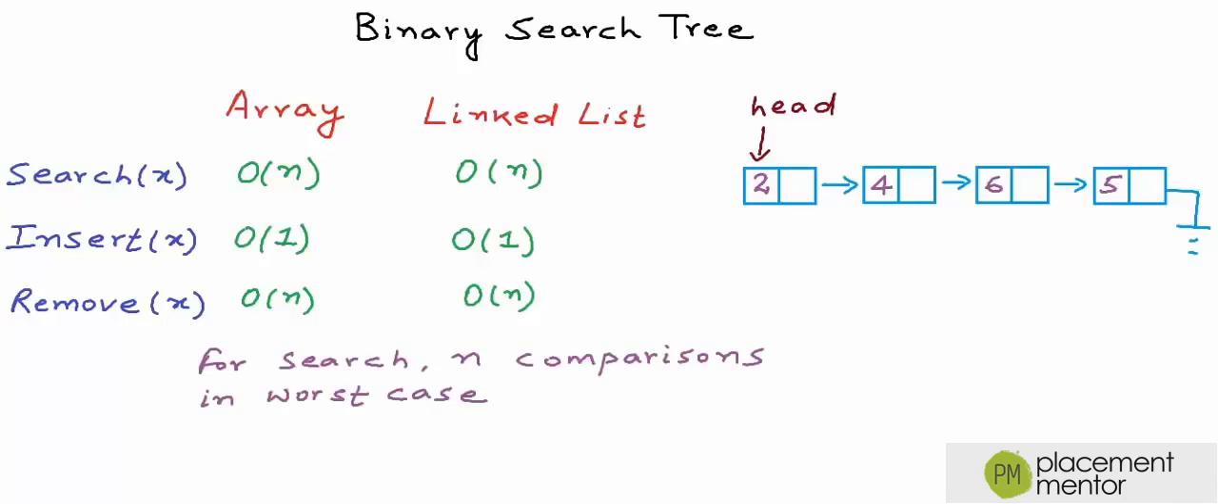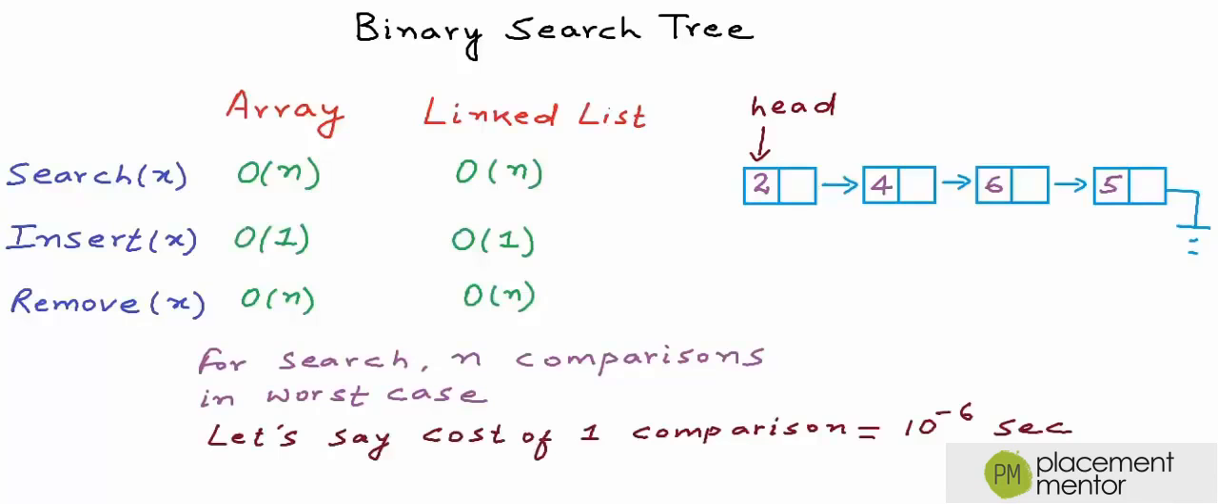Let's say our machine can perform 1,000,000 comparisons in 1 second. So we can say that the machine can perform 10^6 comparisons in 1 second. So the cost of one comparison will be 10^-6 seconds.